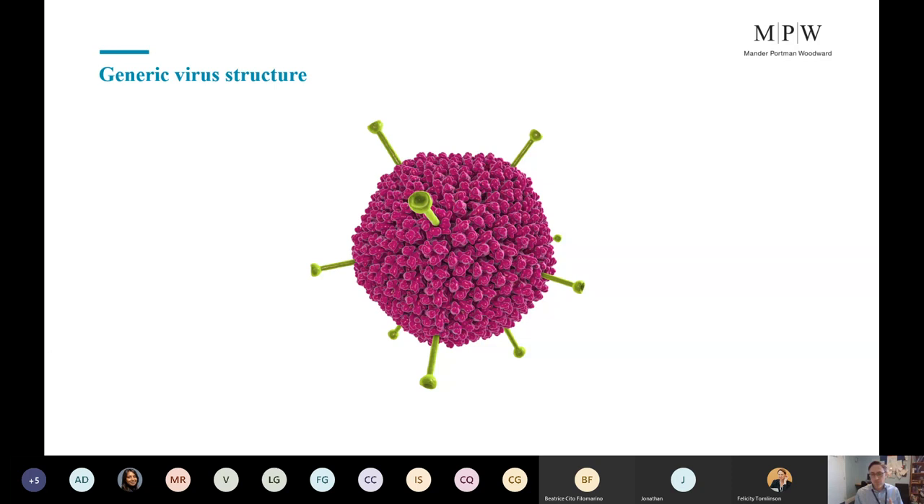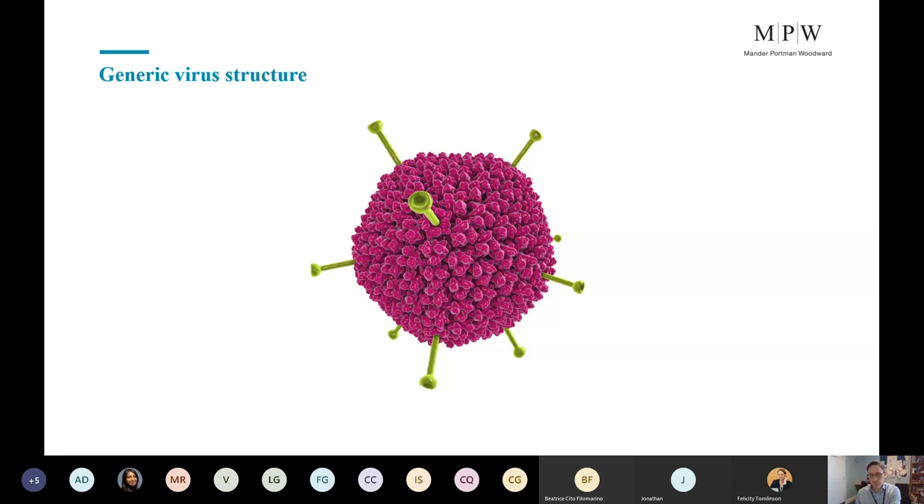They have an outer coat of usually lipids and sometimes proteins, and then they have these attachment proteins sticking out. Those green spikes are very common in viruses, and they're the mechanism by which they attach to the cell.